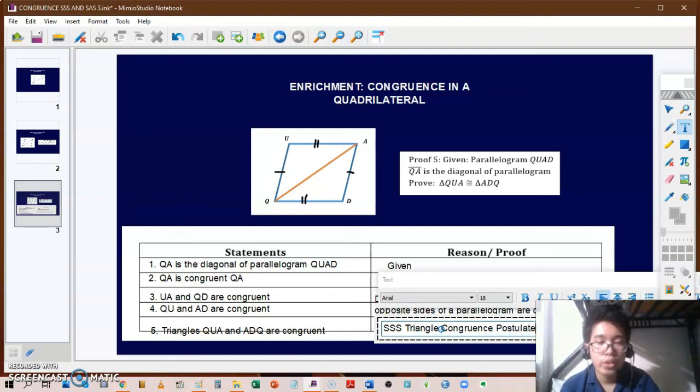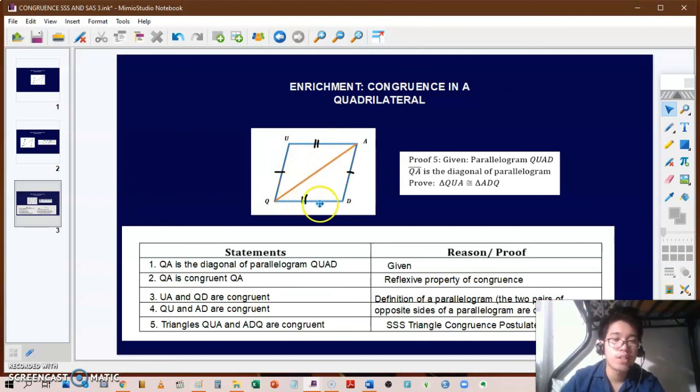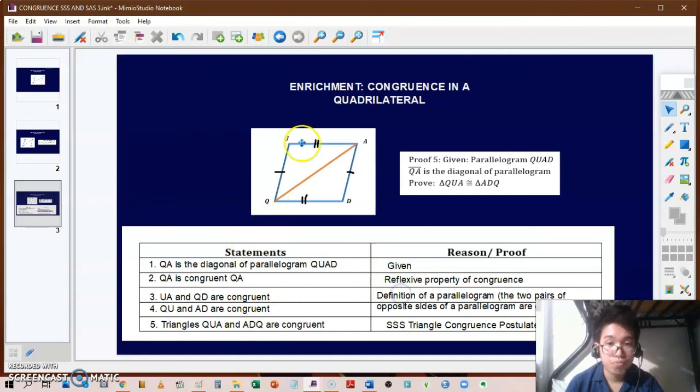Why are they congruent? If we analyze our figure, we've established that QA is congruent to itself, UA is congruent to QD, and UQ is congruent to AD. Those are three sides congruent to the corresponding sides of the other triangle. QA is a side that both triangles share, so based on the SSS triangle congruence postulate, triangles QUA and ADQ are congruent, and therefore we've proven that both triangles are congruent.